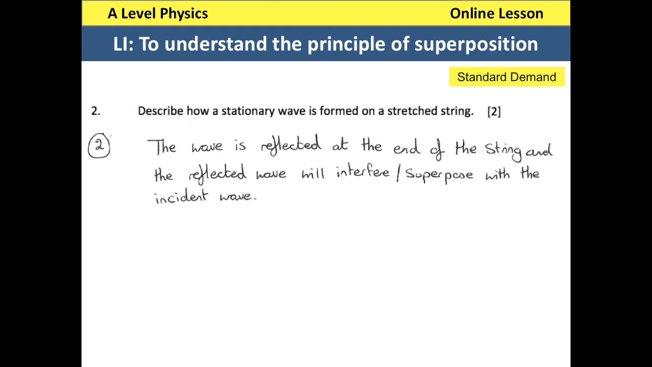There'd be no harm, however, in giving extra details for pointing out that where the 2 waves interfere constructively, we get an antinode. That would also definitely be worth mentioning if it was worth more marks.